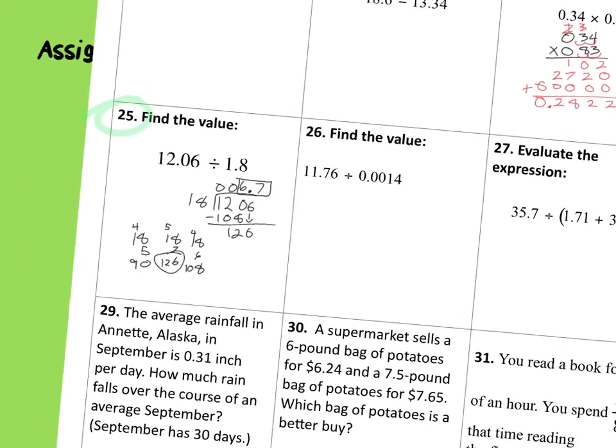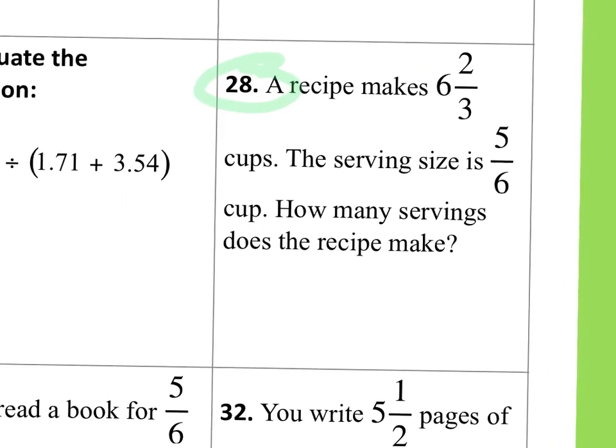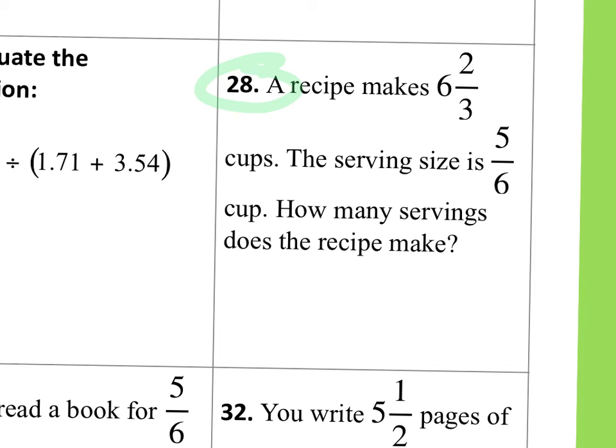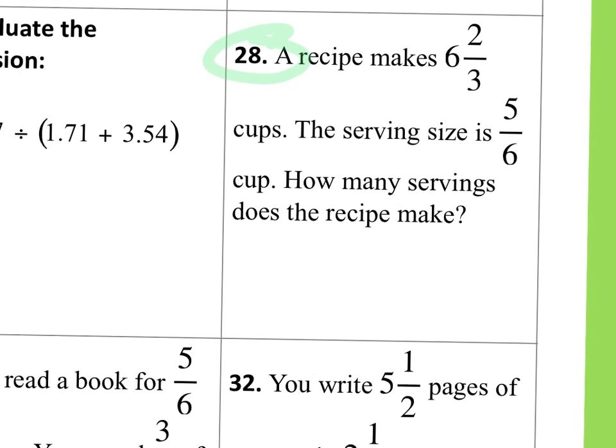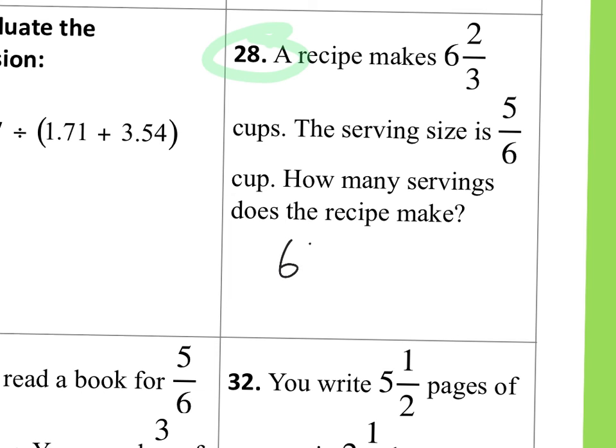All right. So number 28, a recipe makes 6 2/3 cups. The serving size is 5/6. How many servings does the recipe make? All right, so on this one, we have 6 2/3. So I'm going to write that down. 6 2/3. And we want to find out what 5/6 of 6 2/3 is. So we're multiplying.